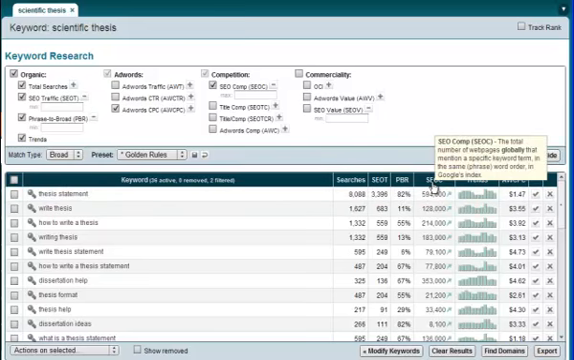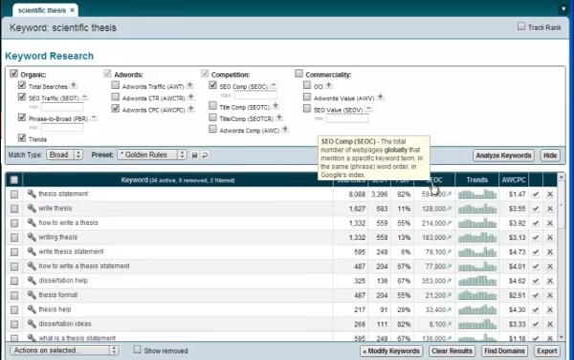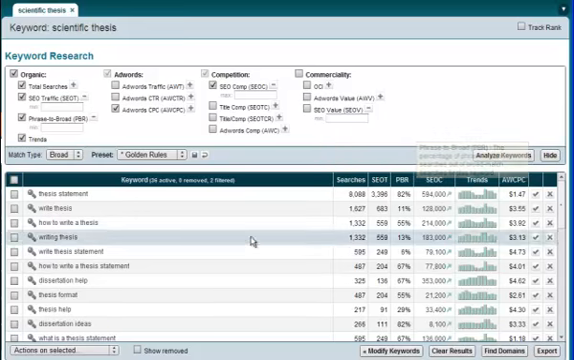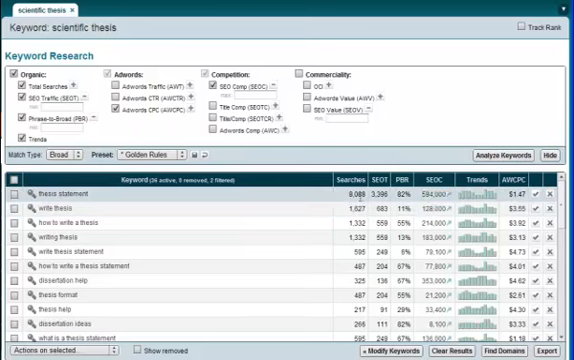Now we have SEO competition. Now this is huge. This right here is the number of websites that mention this keyword term in order. So these are basically where your competitors are. Now, right off the bat, I can tell you I typically don't even look at anything over 300,000. For example, this is great, 8,000 searches a day for thesis statement, but it would take a lot of work to be able to get to page 1 with almost 600,000 competitors.